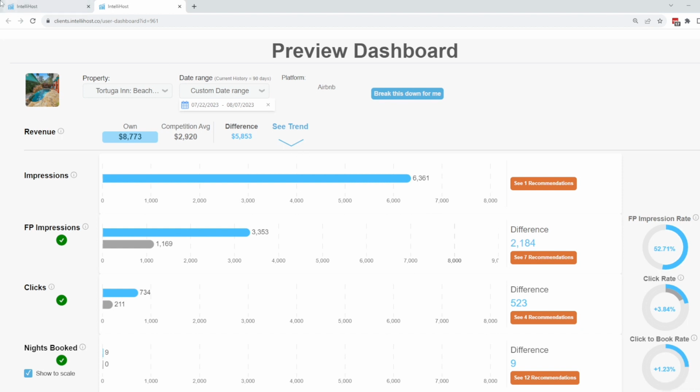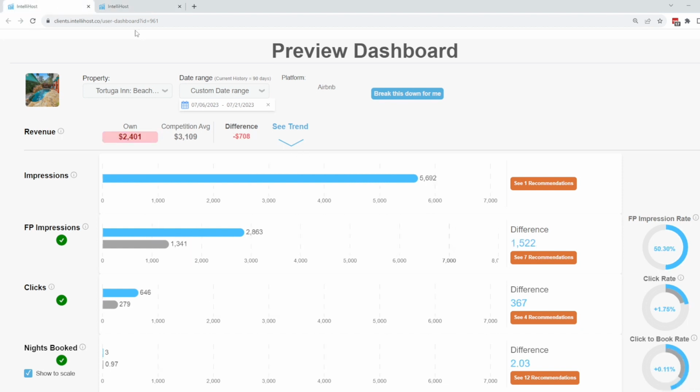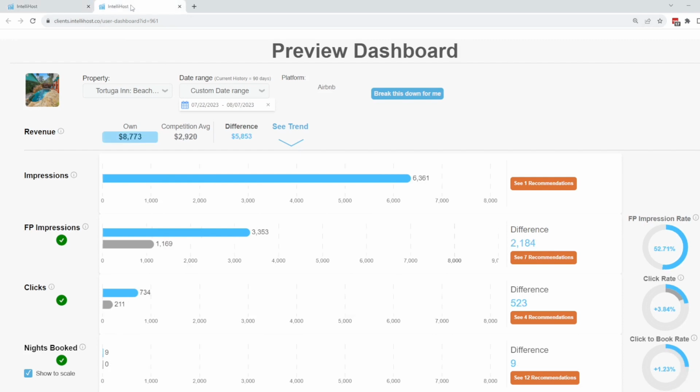And as a result, her bookings, her revenue went from $2,400 to $8,700 in the same time window, 16 days, okay? That's one change, a heck of a lot of money. Congratulations, Pam.